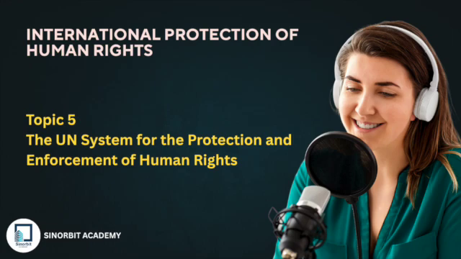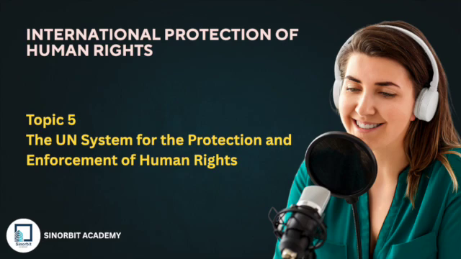And the big one, the most well-known new mechanism, is the Universal Periodic Review, the UPR. Yes, the UPR is a really key innovation. What it does is review the human rights records of all 193 UN member states, every single one, on a regular cycle, roughly every 4 to 5 years. That universal approach is the big difference from the old days of selective country resolutions.